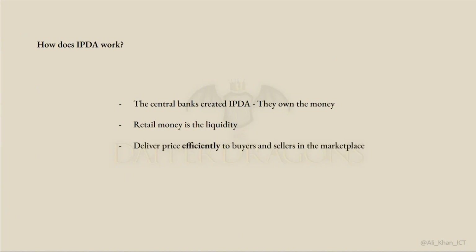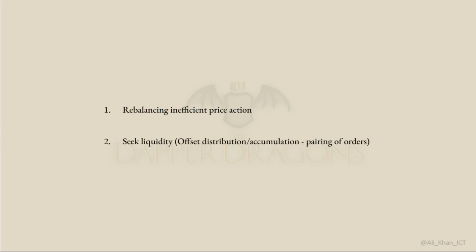So IPDA, its job is to deliver price efficiently to buyers and sellers in the marketplace. So there's a whole efficiency paradigm that works within the algorithm's logic, and it has to go from buying to selling and selling to buying, offer price in both directions. There are two main ways IPDA does this. Number one, to rebalance inefficient price action. And number two, seeking liquidity. So offset distribution and accumulation and the pairing of orders. So what does this mean?